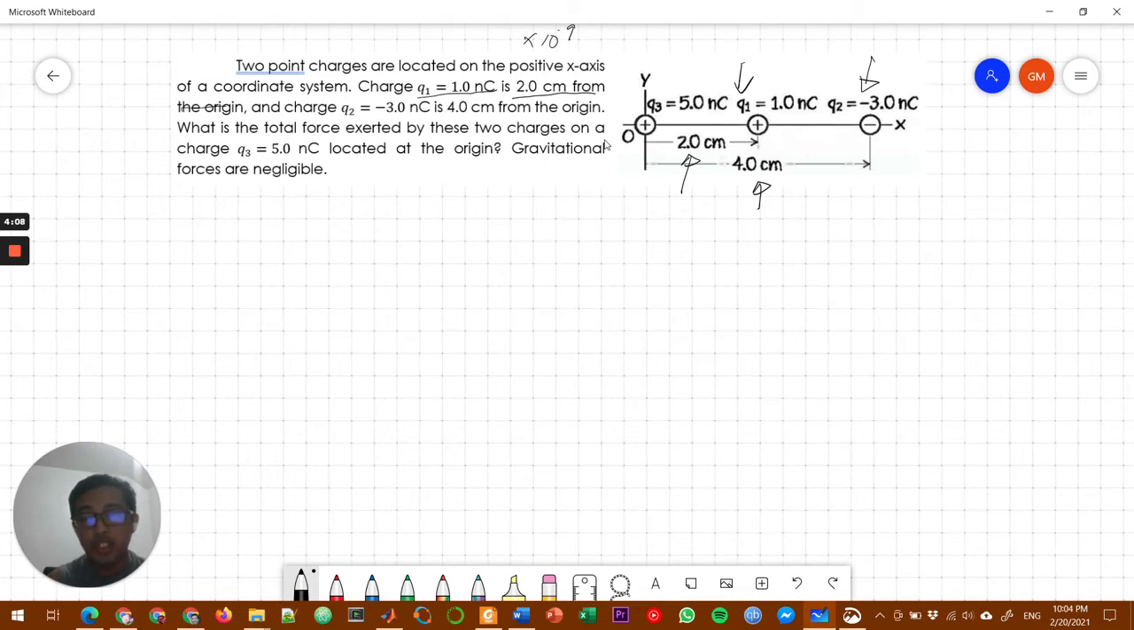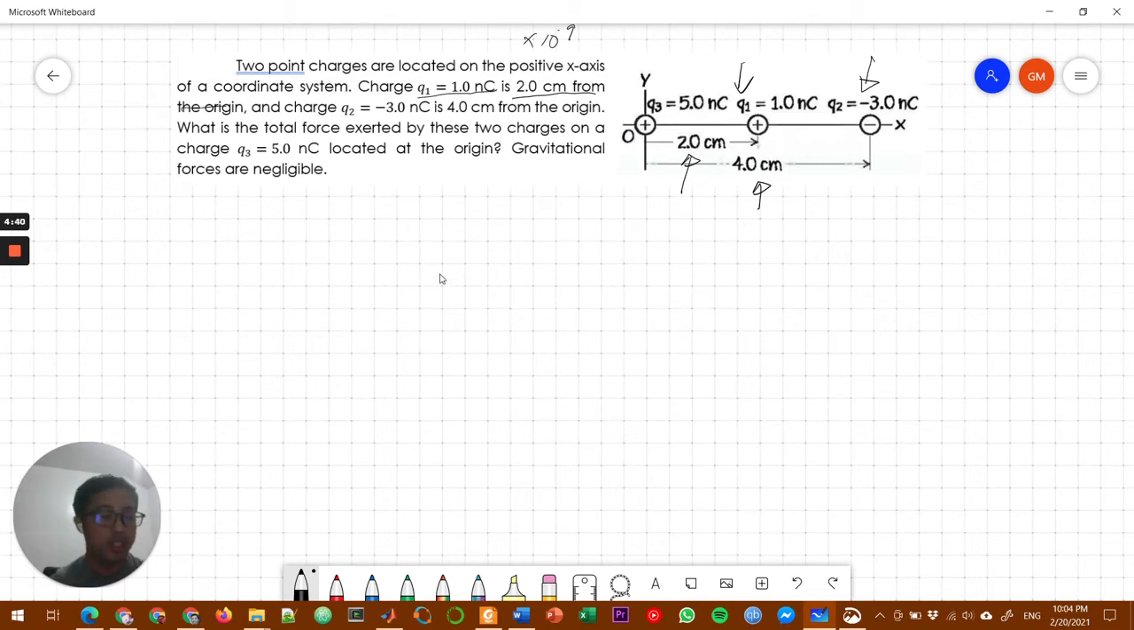Now the question dayon is, what is the total force exerted by these two charges, Q1 and Q2, on charge Q3? So naay ma-feel nga overall force ang kaning charge Q3 which is placed at the origin. Okay, nasa origin na siya. So unsa ka ayang ma-feel nga total force exerted because of these two charges, Q1 and Q2. Okay, Q3 ang ihang magnitude sa ihang charge is 5 nanocoulomb.